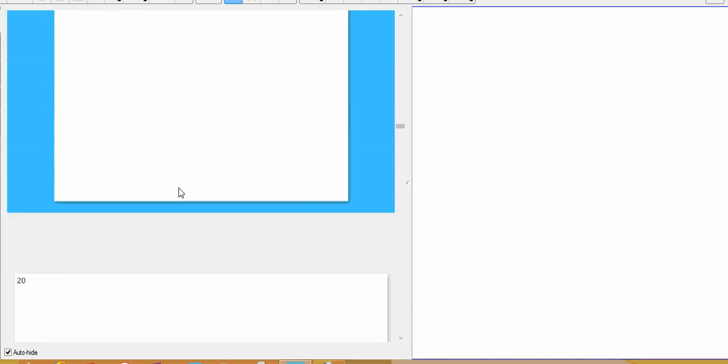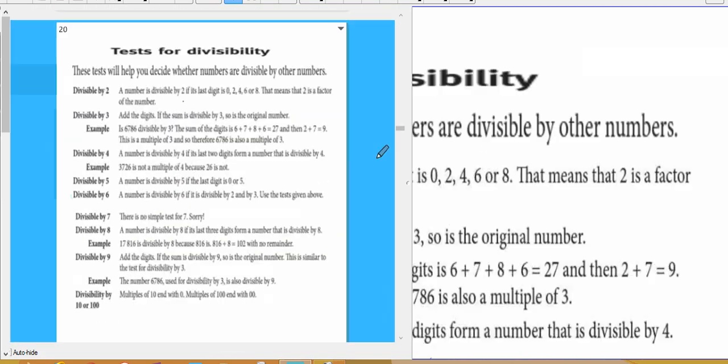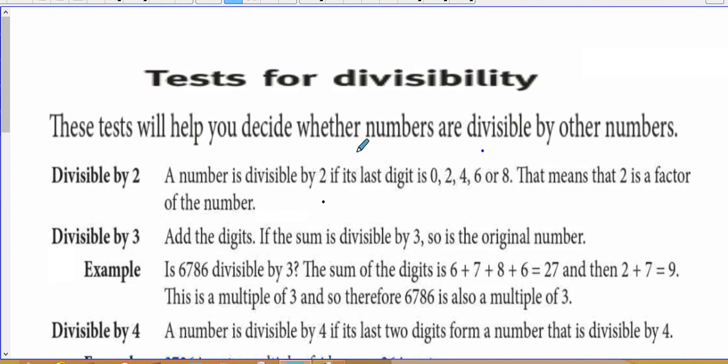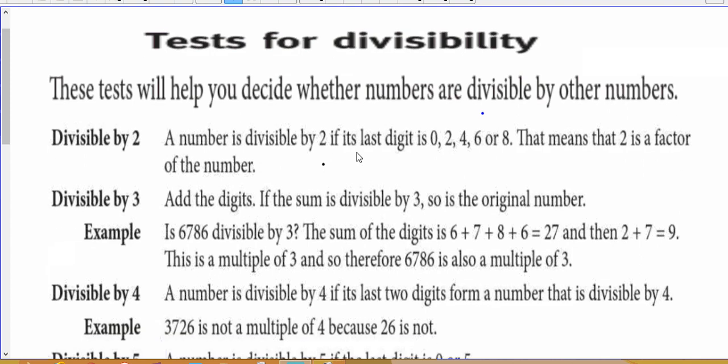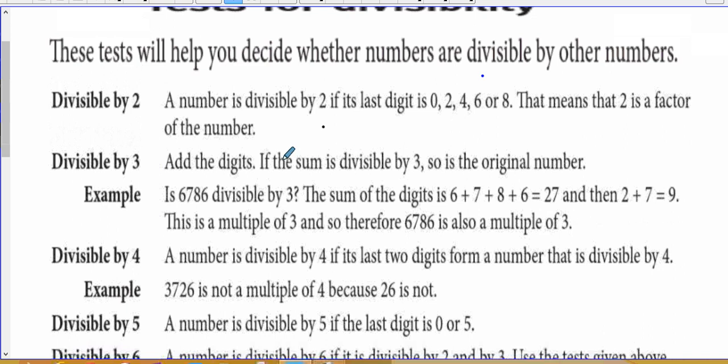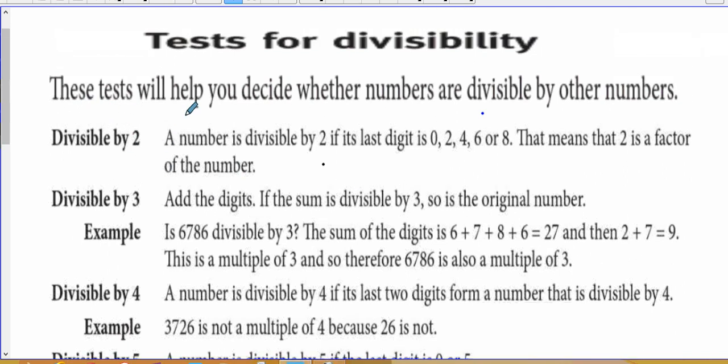Let's move to the next question. The next question is here. Oh, this page is talking about tests for divisibility. You can take your time to read all these tests for divisibility, but I'll be reading them quickly. These tests will help you decide whether numbers are divisible by other numbers.